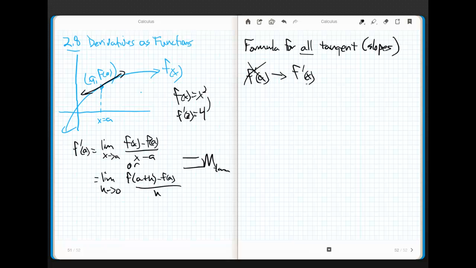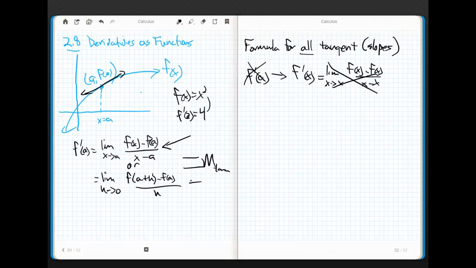As soon as I go to f primed of x, notice that this guy right here is gone. He disappears because if I simply, wherever I see an a, stick an x, watch what I get. I get the limit as x approaches x. You could probably already see what's going to happen here: f of x minus f of x over x minus x. Not usable.